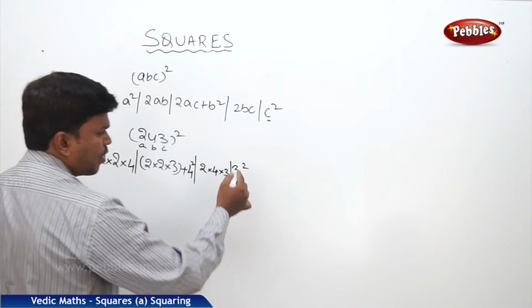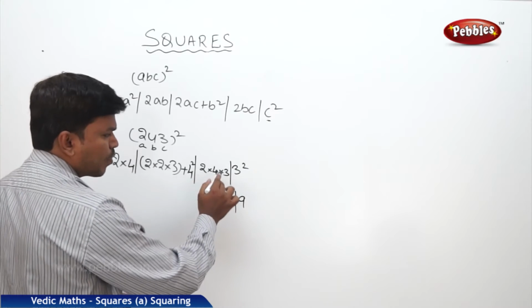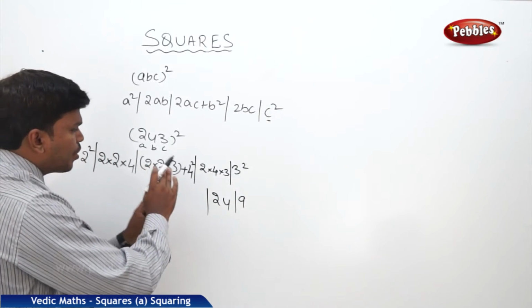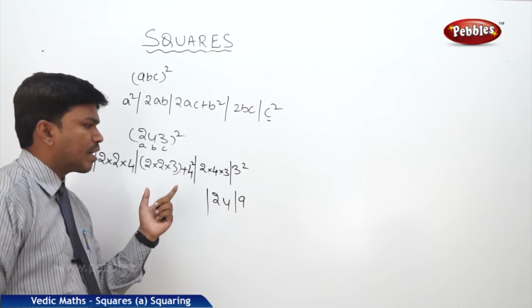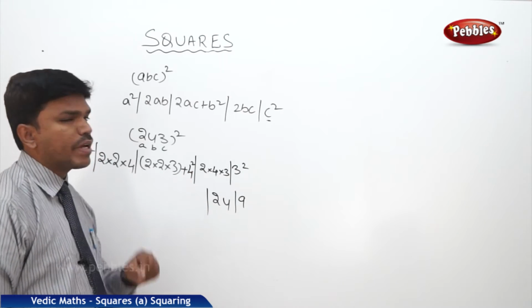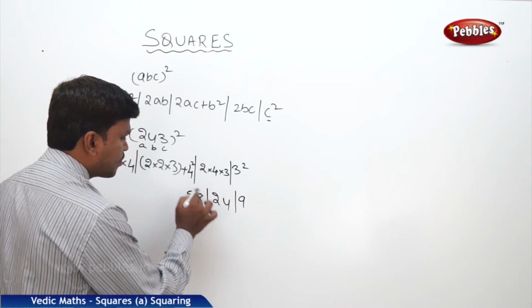Start from the right side. 3 square is 9. 2 into 4 into 3. 2 4s are 8. 8 3s are 24. 2 into 2 into 3 plus 4 square. First solve the calculation within the brackets. 2 2s are 4. 4 3s are 12. 12 plus 4 square is how much? 16. So 12 plus 16, 28.